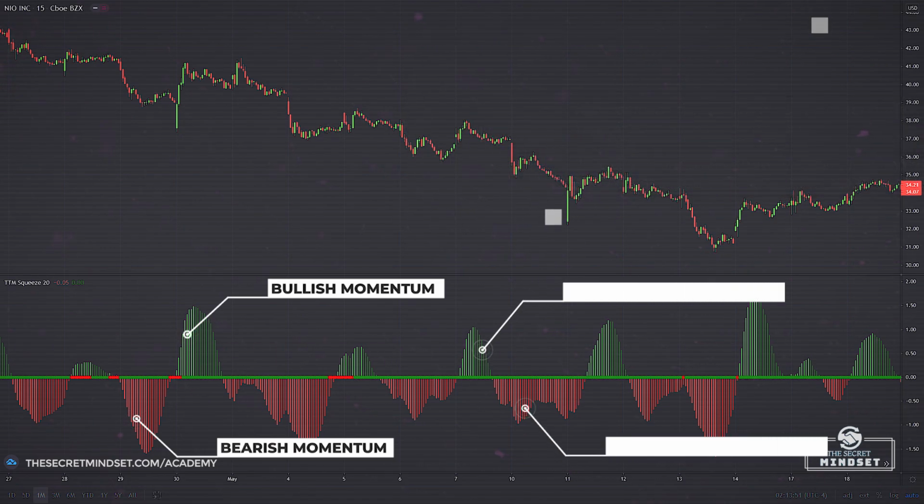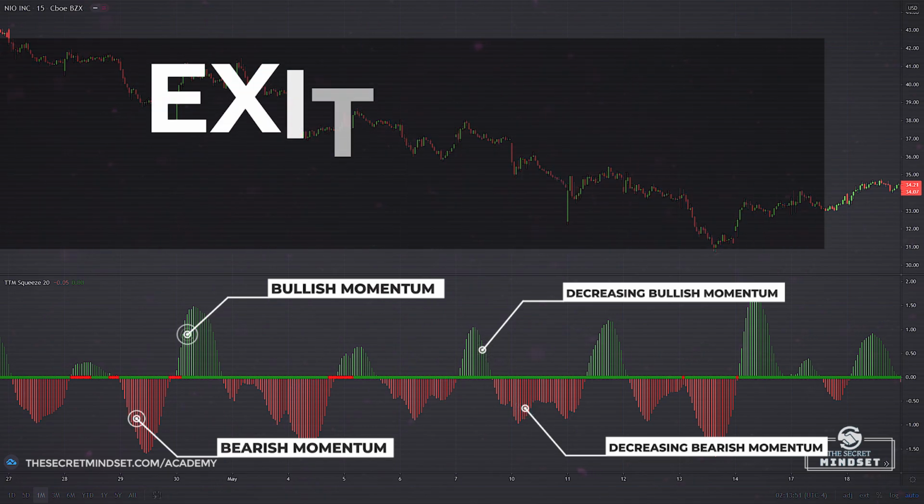In addition, a bar that is lower than the previous bar will be a darker color, and a bar that is higher than the previous bar will be a lighter color. When the histogram changes direction and starts moving back towards the zero line, that's a signal to sell.